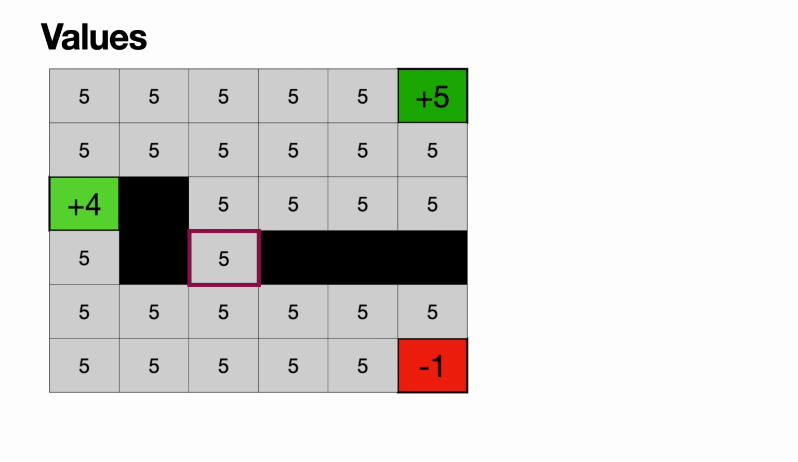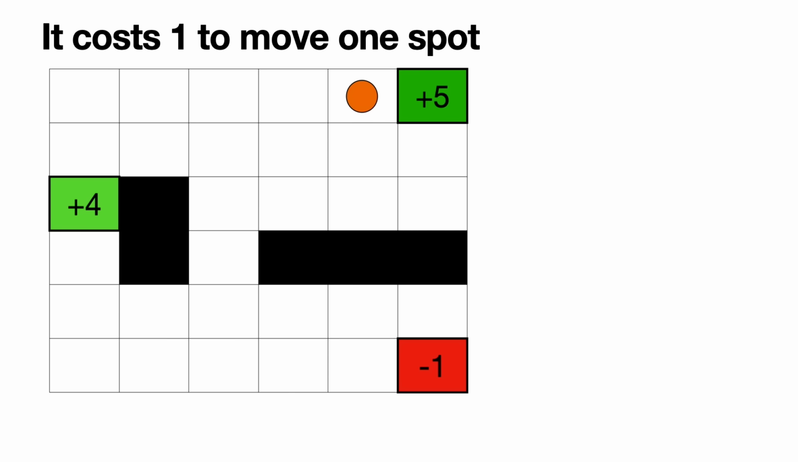Now that game is not very interesting, so let's make it a little more interesting. Let's say that it costs 1 point to move 1 spot in this grid.